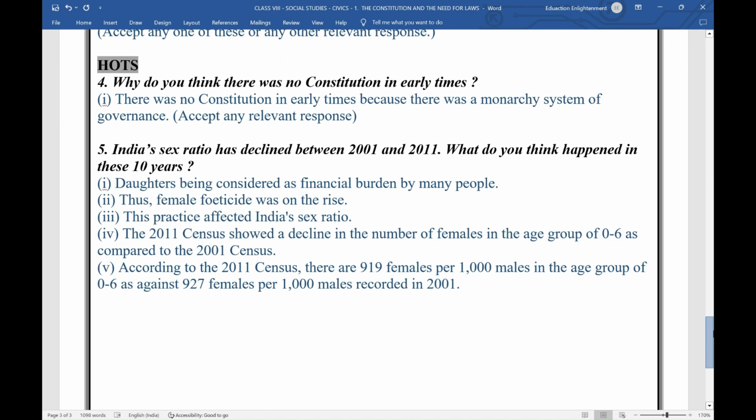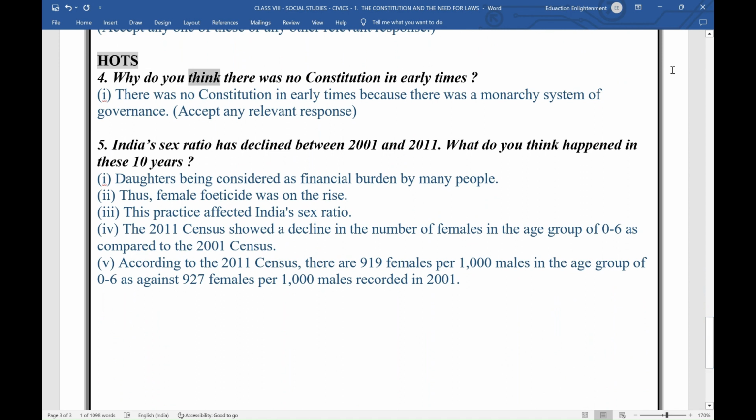HOTS. 4. Why do you think there was no constitution in early times? There was no constitution in early times because there was a monarchy system of governance.